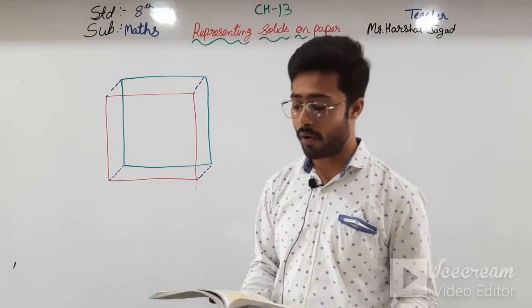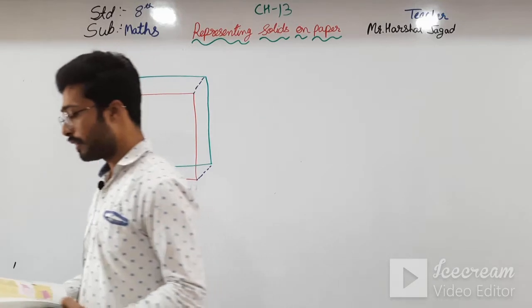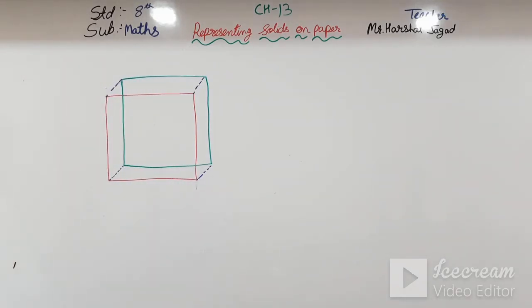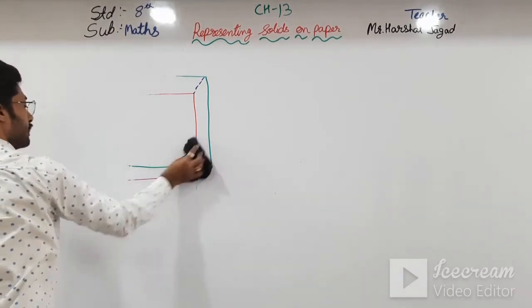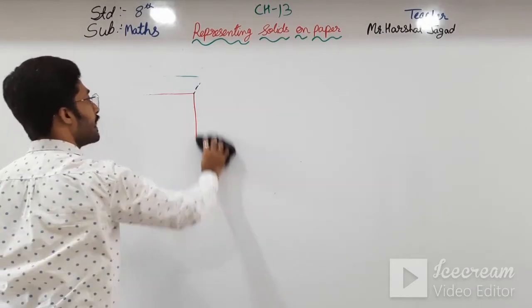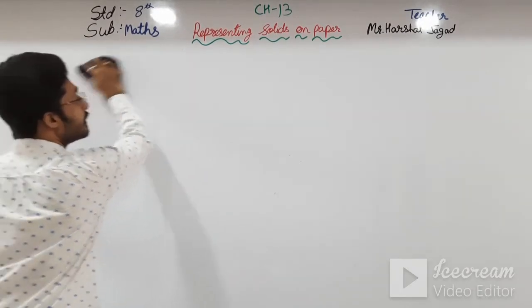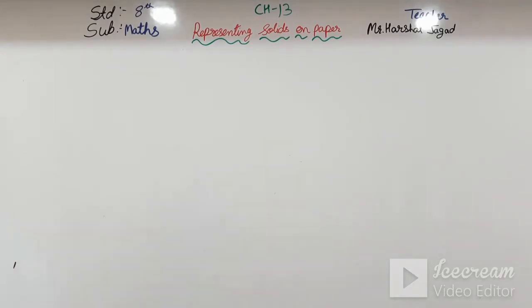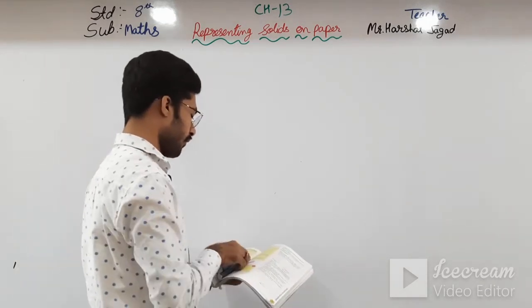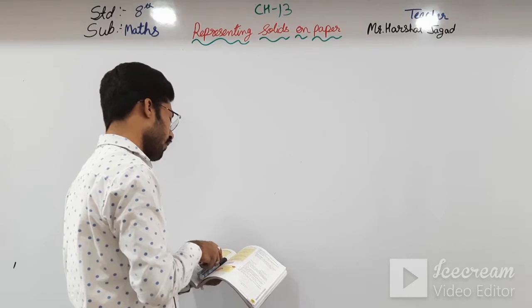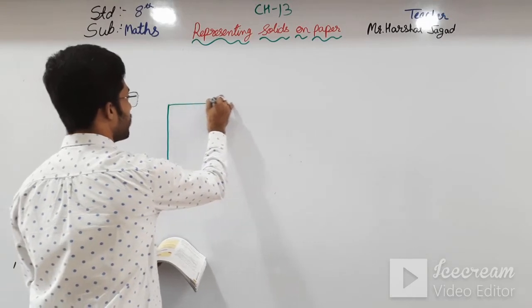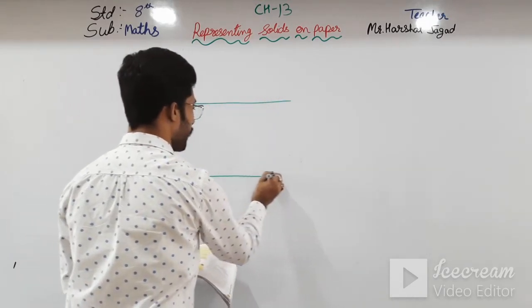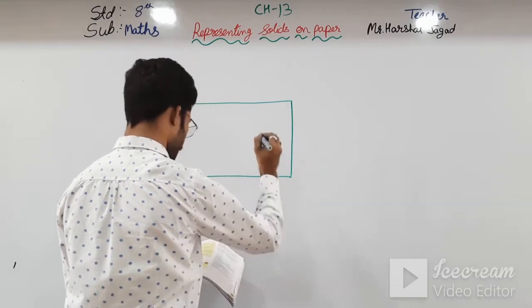Steps for making an oblique drawing. See here how to make this. There are some steps. Let us make that. I will try it on this board, and you try it at your home. Step 1: draw one face of the solid. So first of all we have to draw one face of the solid. If I draw like this, this is the front face of the solid.